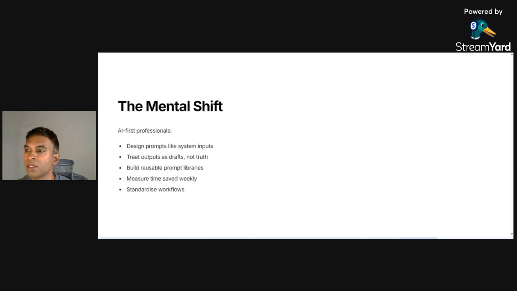Right. So doing all this, you could now understand the mentorship that is there. So this is the AI-first professional that we are becoming as a business analyst or any kind of analyst or domain expert. So we are able to design prompts like system inputs in the first place, treat outputs as draft, not the single source of truth, not the final truth that comes from you as an analyst, and build reusable prompts. That's quite important because it saves a lot of time in your working hours. And most importantly, you get a standardized workflow.